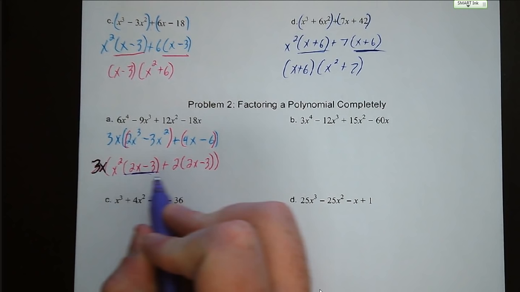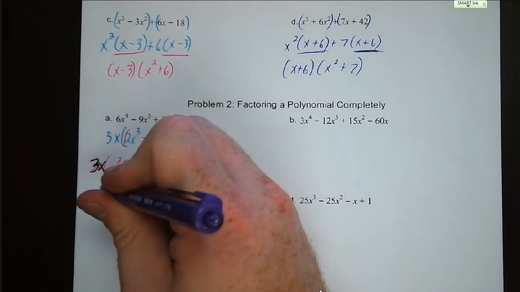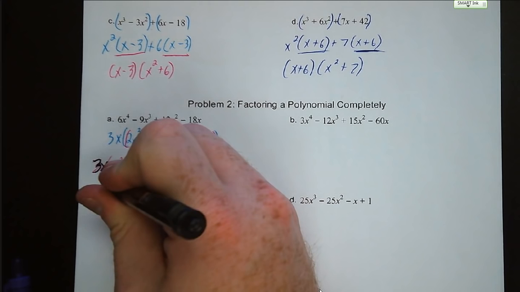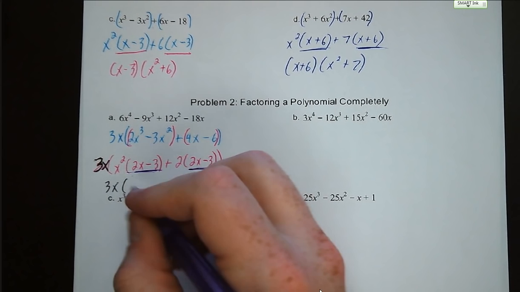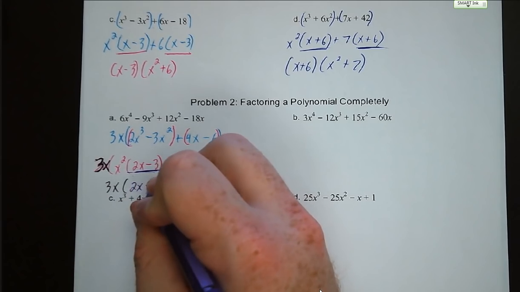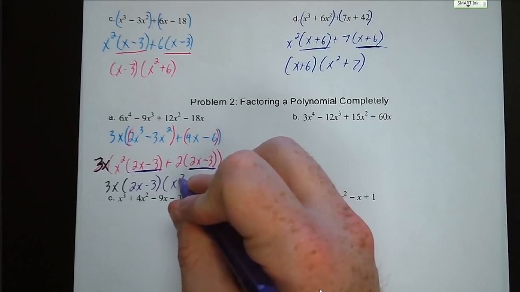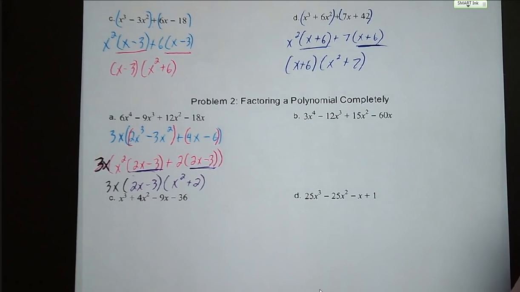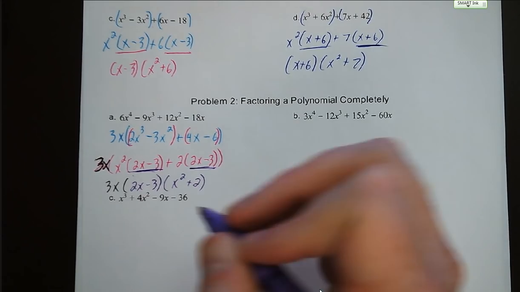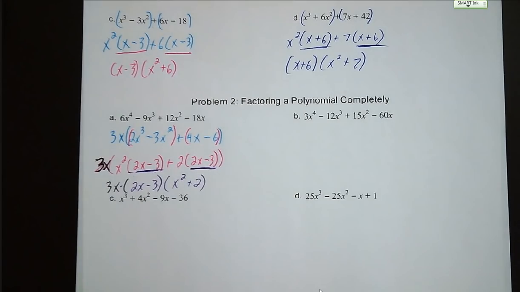So I got 2x minus 3 and 2x minus 3. That's my common factor. So I keep the 3x out front, and now I bring out that factor. We have 2x minus 3, and then what am I left with? X squared plus 2. Okay. Now that gives me 3 terms. All of these are being multiplied.